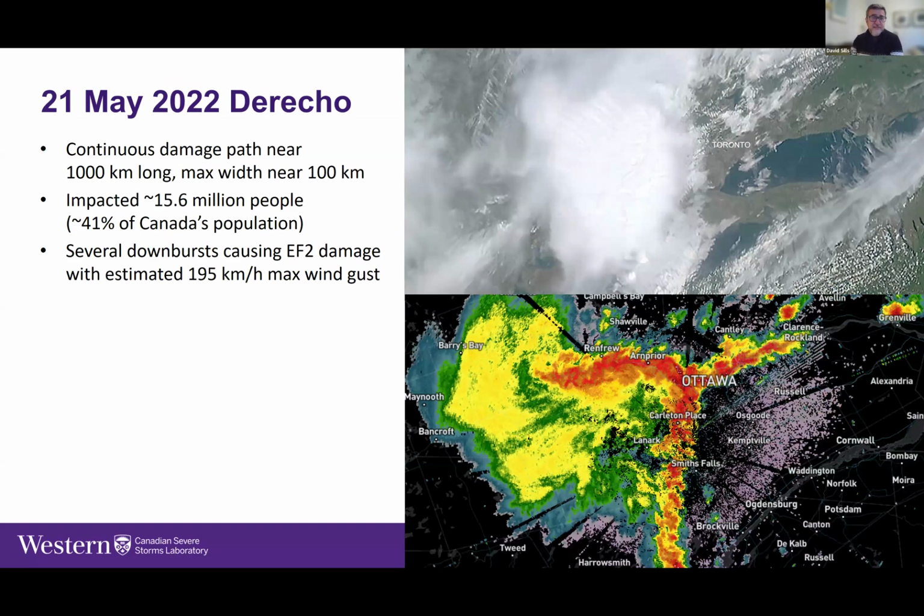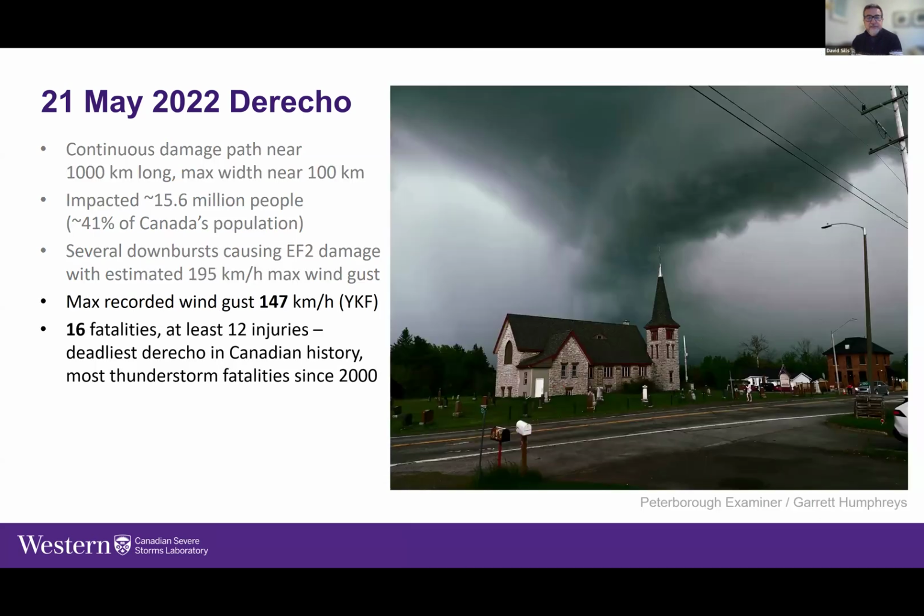The other extreme event that I'll talk about is the 21st of May 2022 derecho. This had a nearly continuous damage path, 1,000 kilometers long, but 100 kilometers wide. Because it went through the Windsor-Quebec City corridor, it actually impacted Canada's most populated region, about 41% of Canada's population. There were several downbursts causing EF2 damage, so winds estimated up to 195 kilometers per hour. The maximum recorded gust at an airport was 147 kilometers per hour, and 16 fatalities. That's a really, really high impact event. At least 12 injuries, but we believe there were a lot more. It's just very difficult to get injury information in Canada.